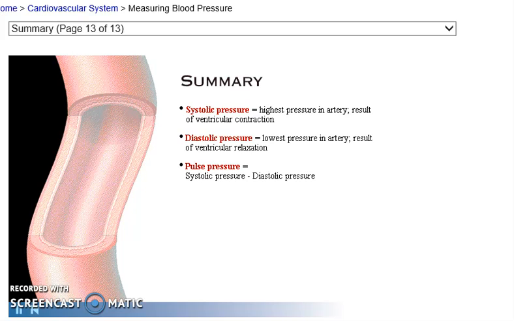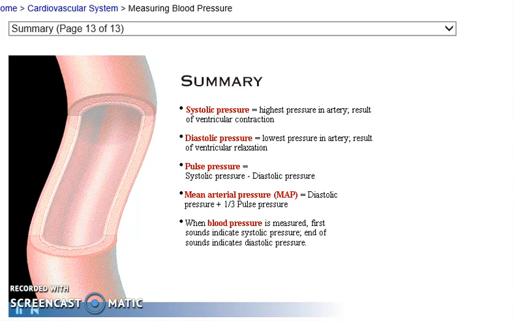Pulse pressure equals systolic pressure minus diastolic pressure. Mean arterial pressure, or MAP, equals diastolic pressure plus 1/3 of the pulse pressure. When blood pressure is measured, the first sounds heard indicate systolic pressure. The end of the sounds indicates that diastolic pressure has been reached.